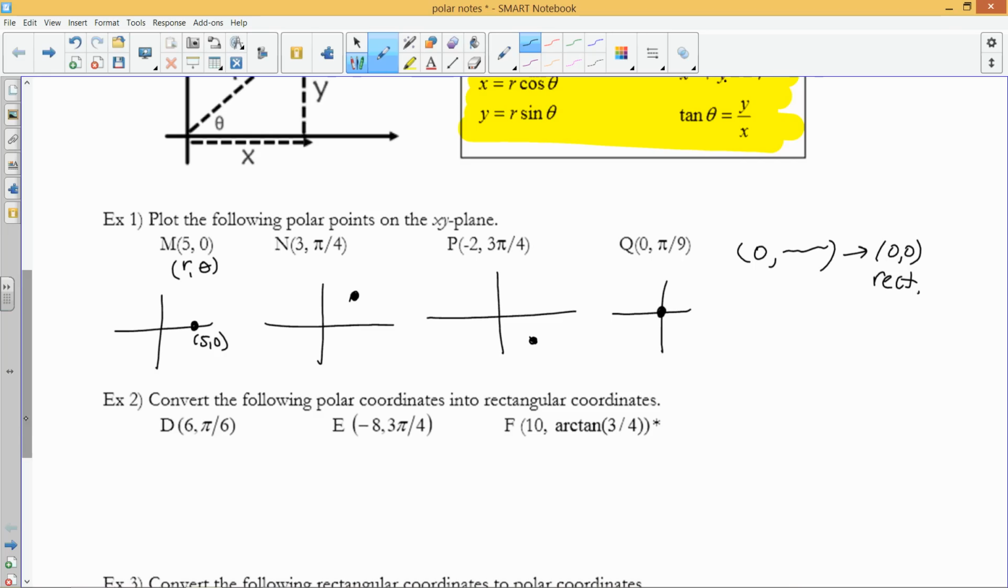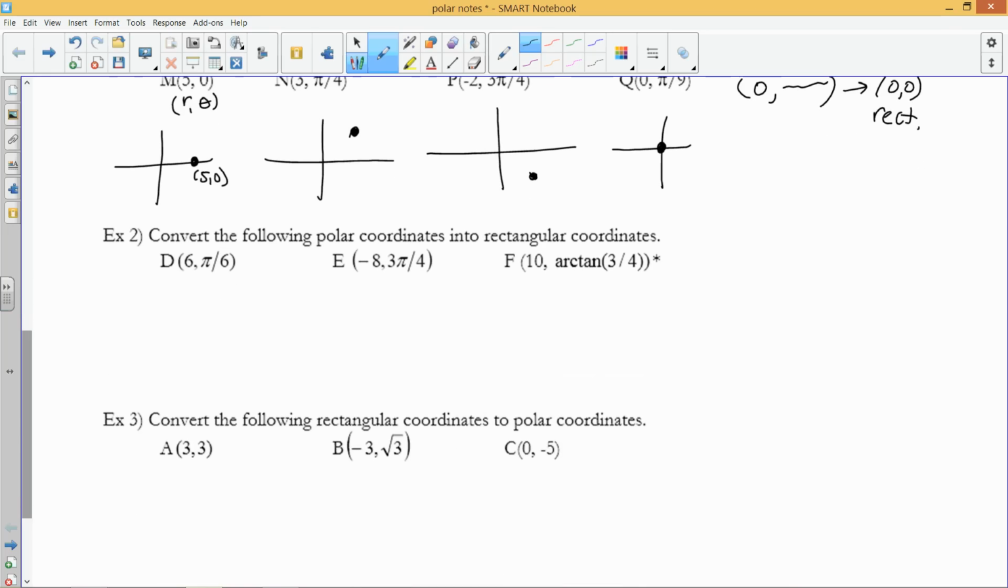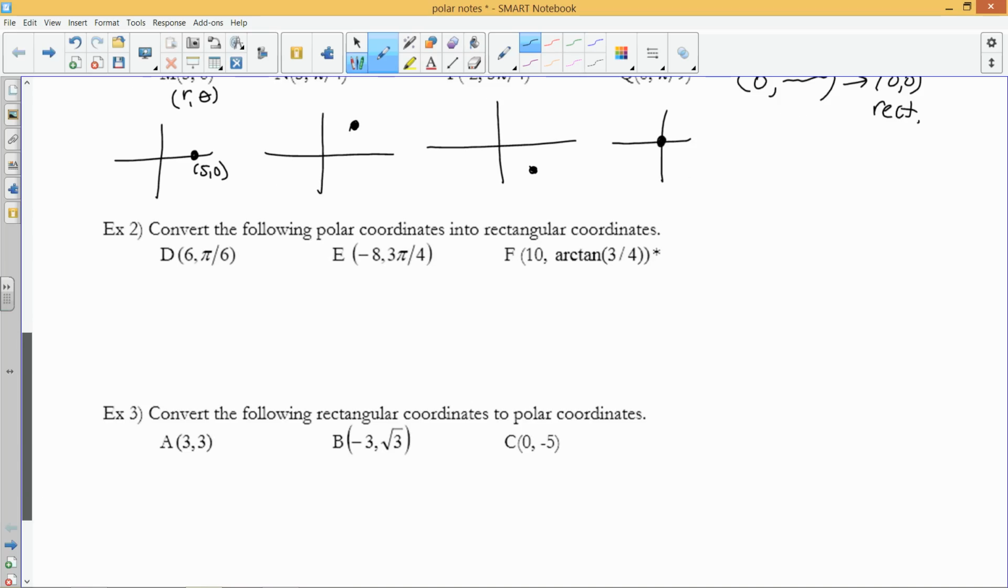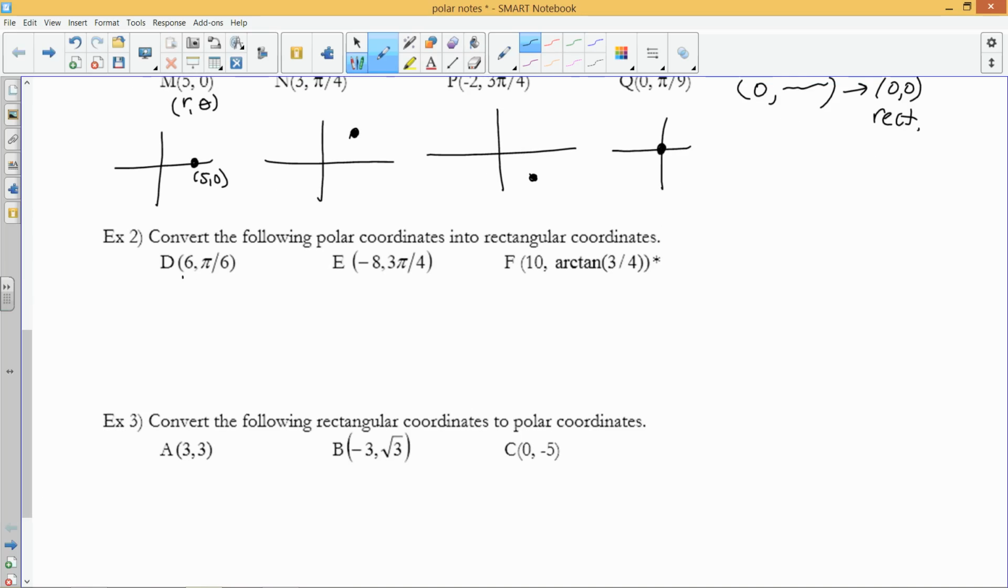All right. Now conversions. Convert the following polar coordinates into rectangular coordinates. So we're going to use that box up here. If this is polar, this is r, this is theta. x is r cos theta. y is r sine theta. So I just plug everything in.